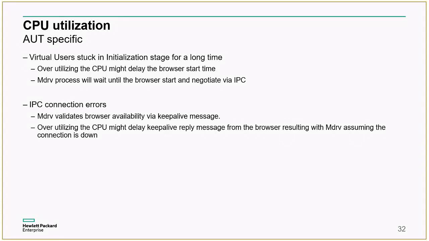There is another mechanism that we've added basically since 12.0. This is a keep alive message between MDRV and the browser process. For each browser that runs, MDRV checks with it if it's still responsive. In case it is still responsive, then everything is okay, and when it stops responding to messages, we assume that the connection is down and the browser is lost. So overutilizing the CPU might delay the keep alive messages, since each browser has less time to respond, resulting in MDRV assuming the connection is down.